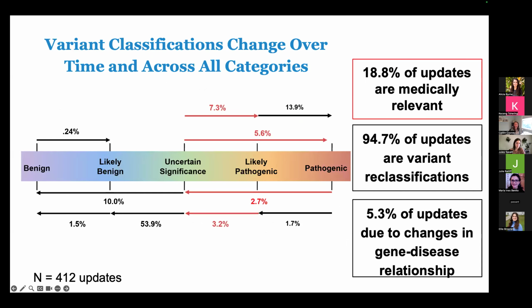To date, we have shared over 412 updates with our participants. A little under 19%, 18.8%, have been updates that would be considered medically relevant. So changing maybe a VUS to a likely pathogenic, or even the opposite, we had some pathogenic and likely pathogenic variants reclassified as VUSs.